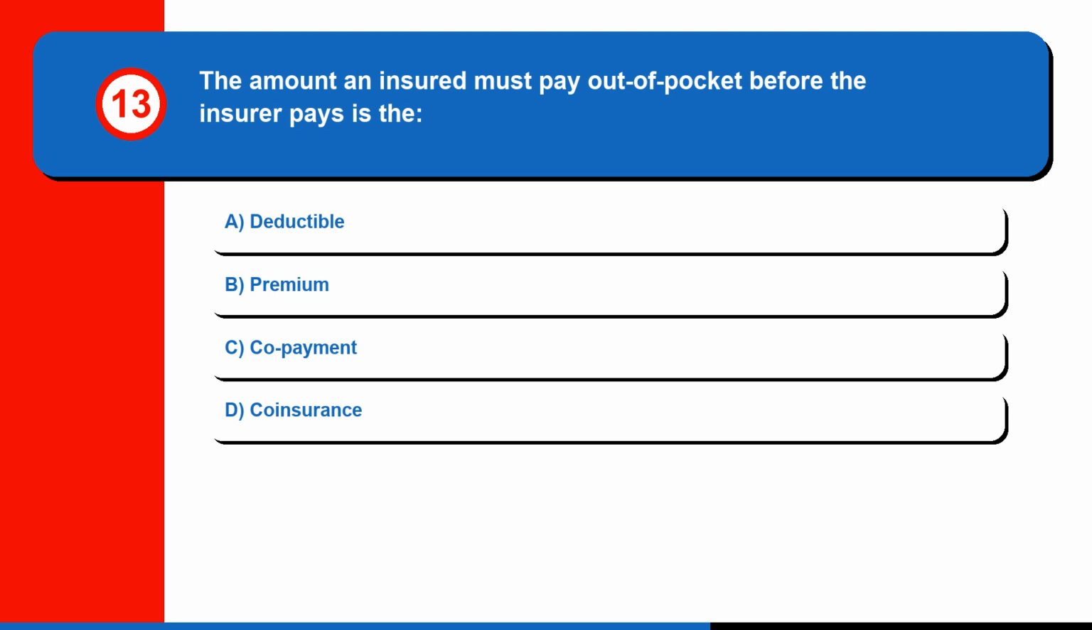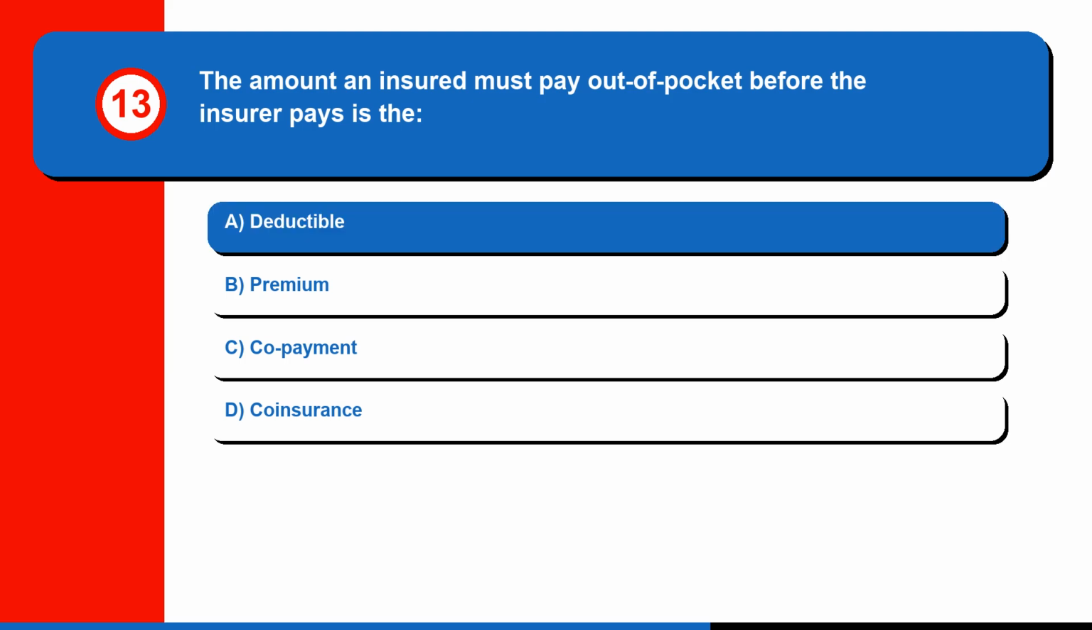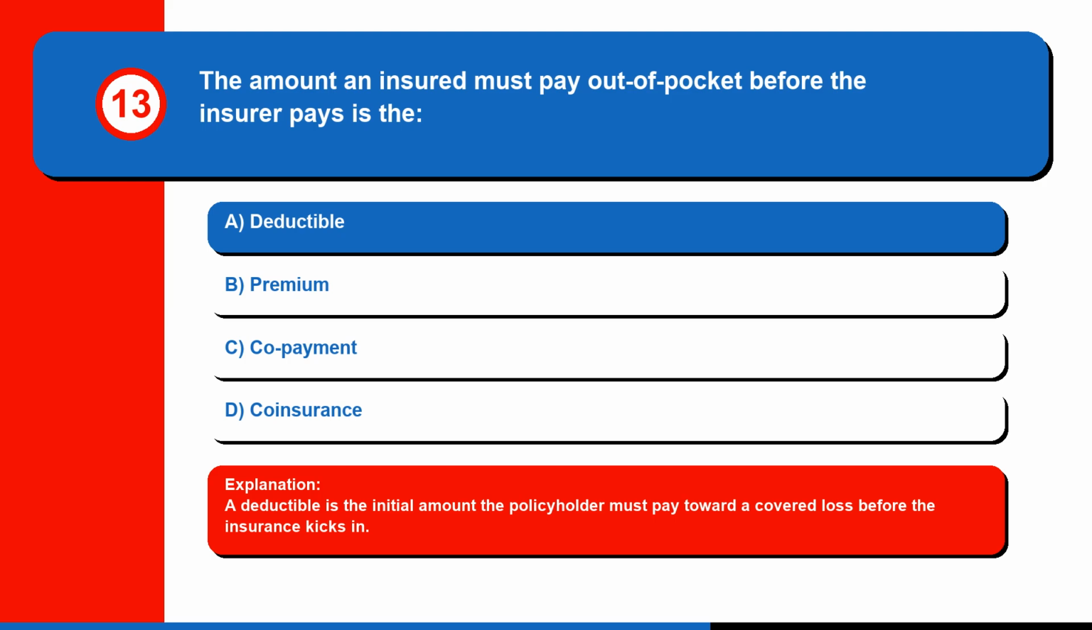Question 13. The amount an insured must pay out of pocket before the insurer pays is the A. Deductible, B. Premium, C. Copayment, or D. Coinsurance. The correct answer is A. Deductible. A deductible is the initial amount the policyholder must pay toward a covered loss before the insurance kicks in.